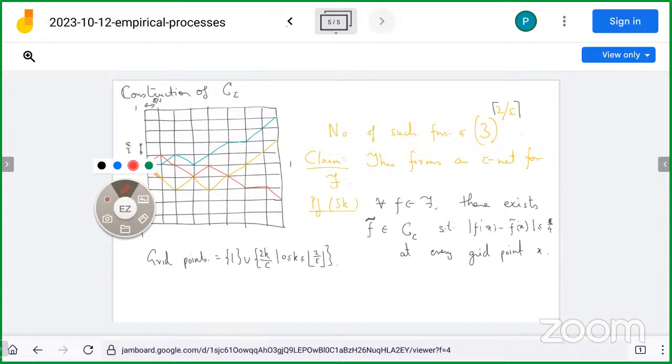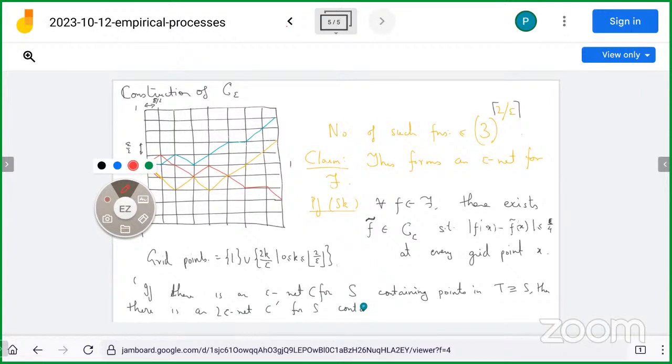A simple thing to note is that this thing is not so bad, in the sense that if there is an epsilon net for S containing points in T, which is a superset of S, then there is an epsilon net, a 2 epsilon net C prime for S, such that C prime is a subset of S.